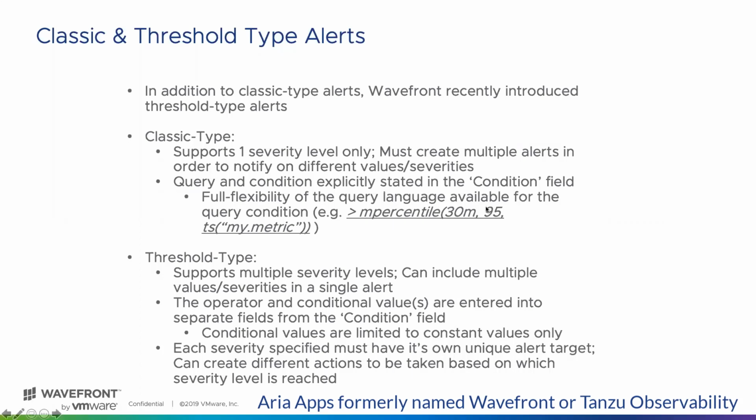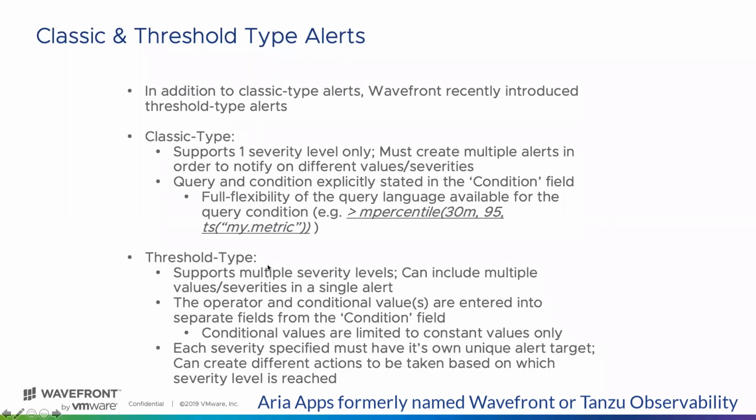The reason why we left the classic type in place is twofold. One, just backwards compatibility. We have lots of customers with lots of alerts. In fact, we have one customer that I think has something on the order of 50,000 alerts, which is a pretty interesting challenge for us to operate. But we didn't obviously want people to have to go and change all of those. But the other reason is you do get a little bit of extra flexibility with the classic type.